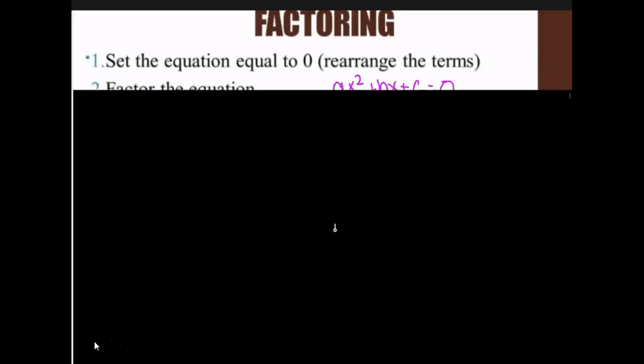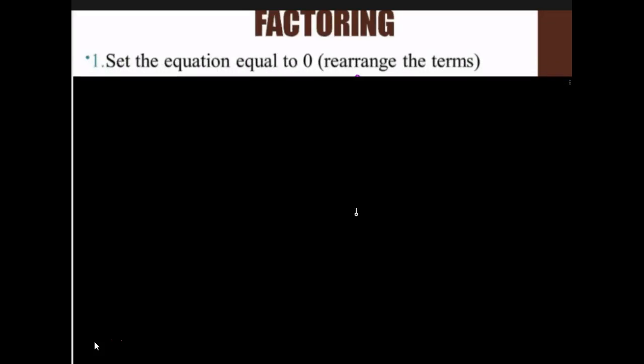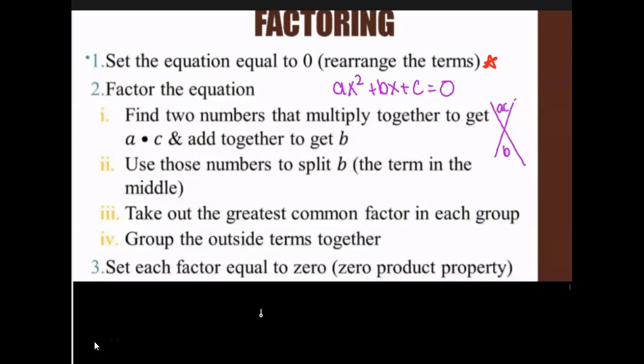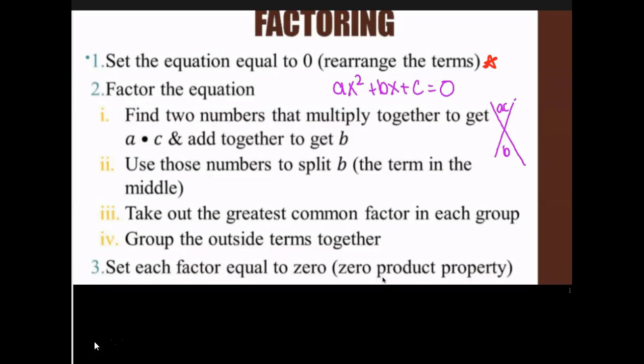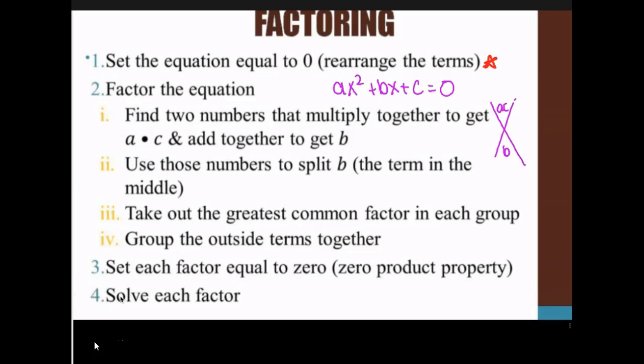So the steps with which we're going to do this are almost identical, but now we add this step 1, which is to make sure the equation is equal to 0. So all solving by factoring equations have to be equal to 0. Then we do what we've been doing, which is to factor. So these are all the techniques we just finished studying and reviewing. Now we take those two factors and set them equal to 0 using the zero product property, and then we solve.